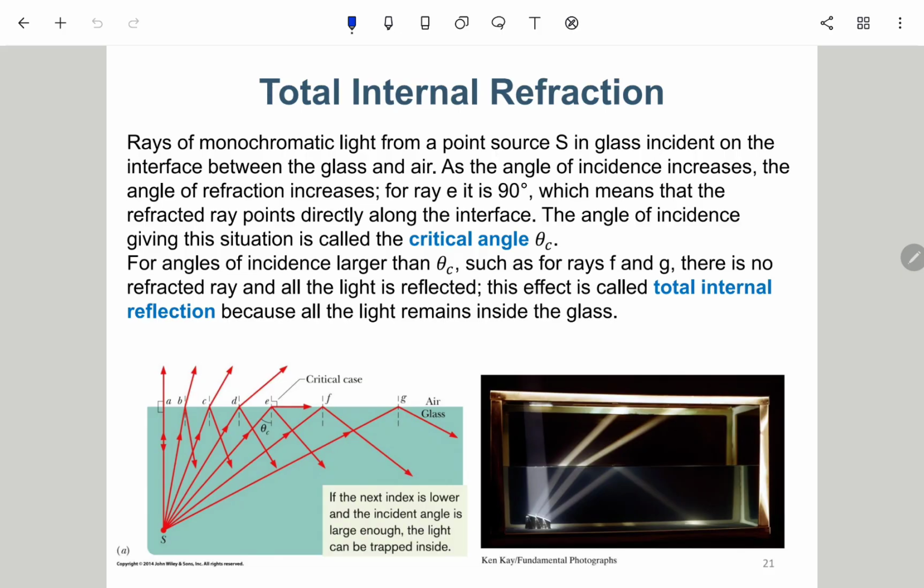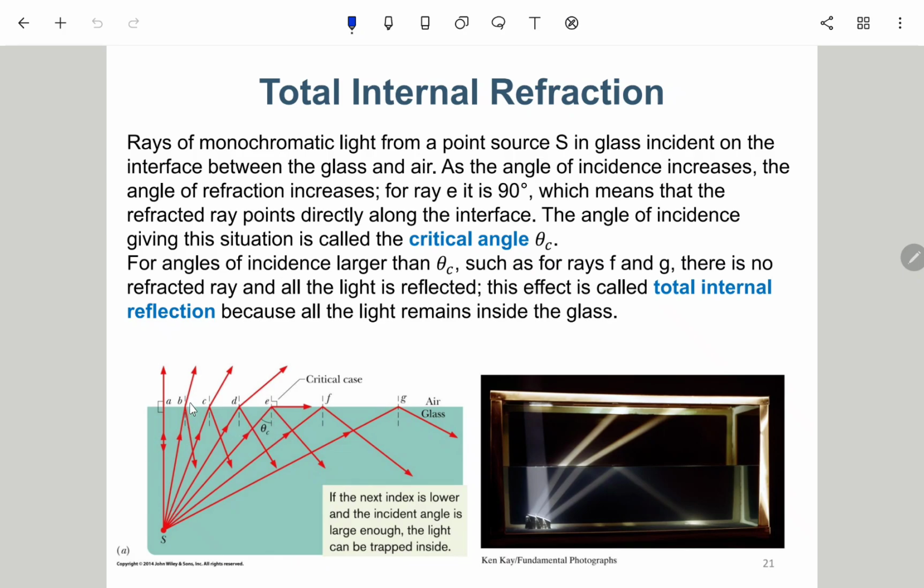So the idea here is if the source of light is emitted from the material that has a higher index of refraction, when it goes to the boundary, then if this incident angle is large enough, all the light will be reflected.